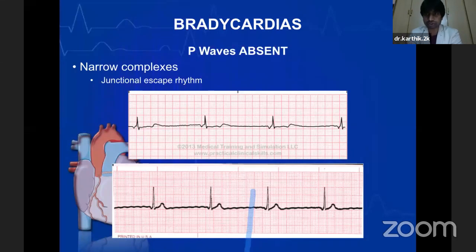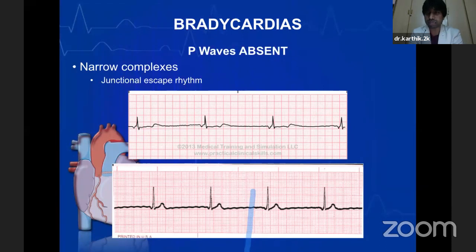If it is narrow, that means the impulse is still originating above the level of the ventricles and progressing through the natural circuitry, and the QRS integrity is maintained. However, the rate being slow, a narrow QRS complex with absent P wave suggests that the subsidiary pacemaker, which is the AV junction, is now the pacemaker of the heart, generating the impulses. In this illustration, we can see the heart rate is as low as 35 to 40.